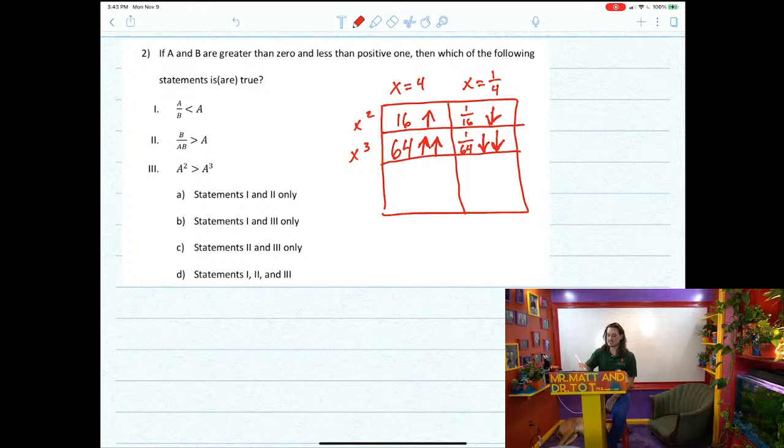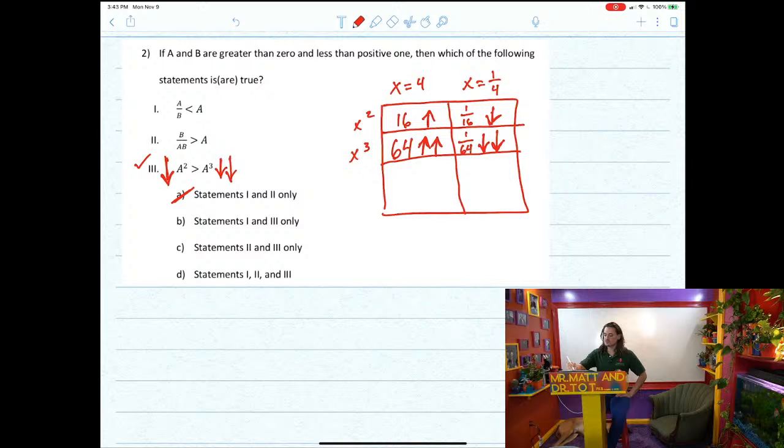So you can see they're both going to decrease overall, but a cubed is going to be much less than a squared because the number is in between 0 and 1. So statement 3 is true. A squared definitely is greater than a cubed. So if 3 has to be true, then we know that A is not true.